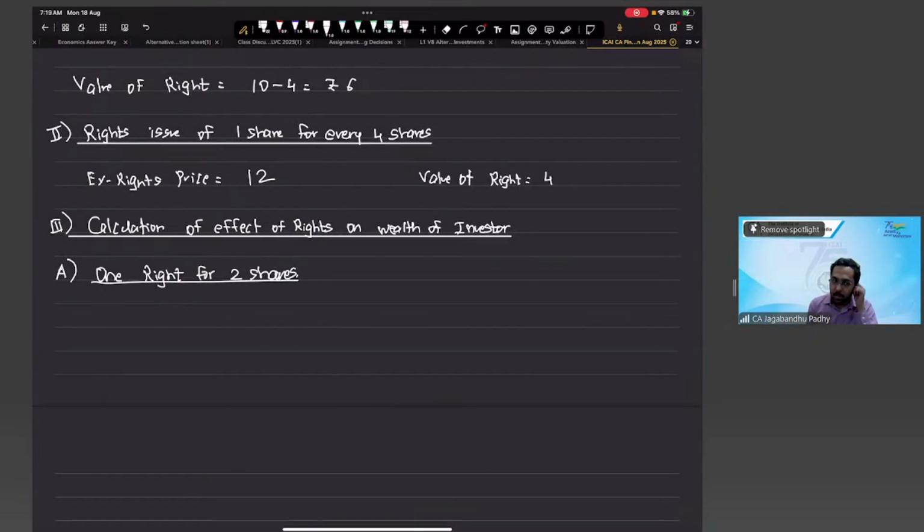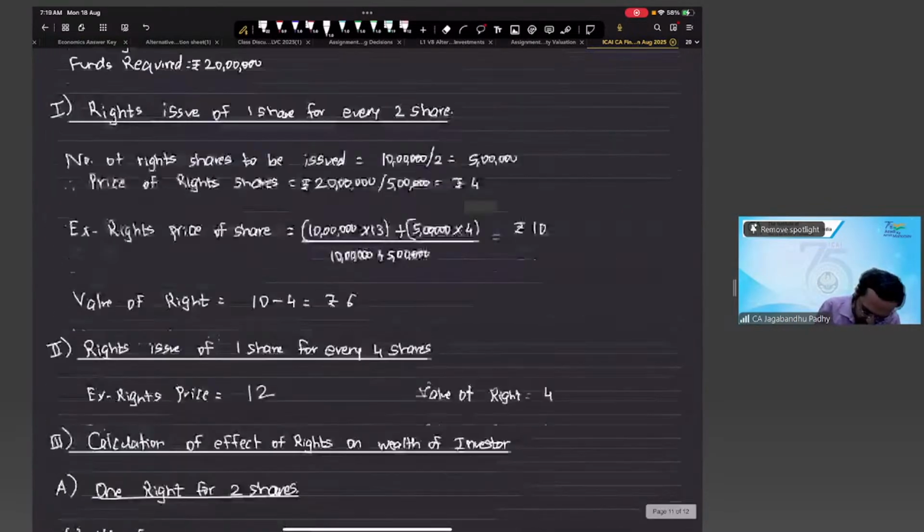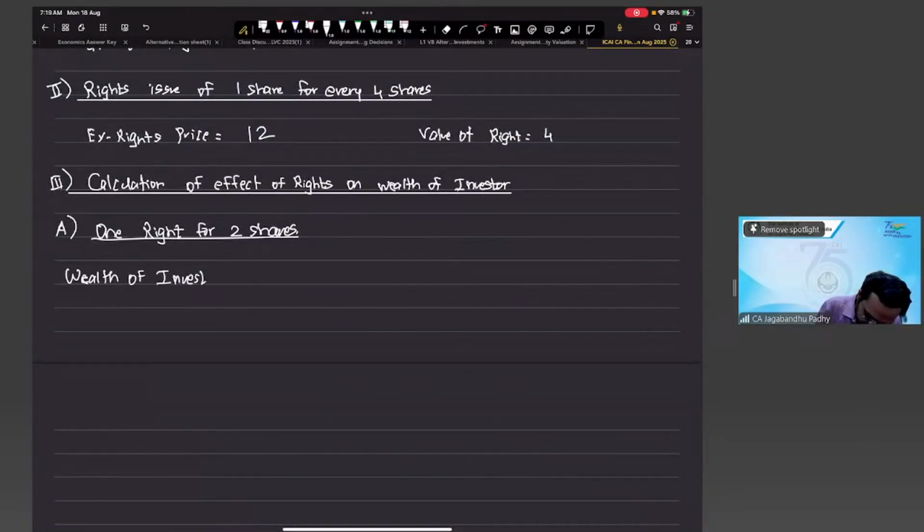So in this situation, we would like to know what is the wealth of the investor or wealth of the shareholder before rights. Let's say they've given us some number, let's say 100 shares. Wealth of investor before rights issue: the investor was having 100 shares into 13, which is 1300. The wealth of investor before rights is 1300.